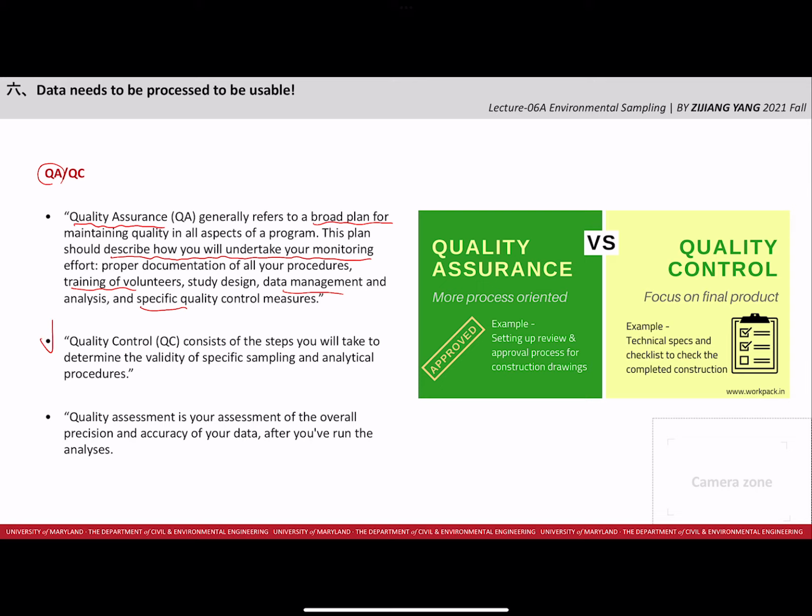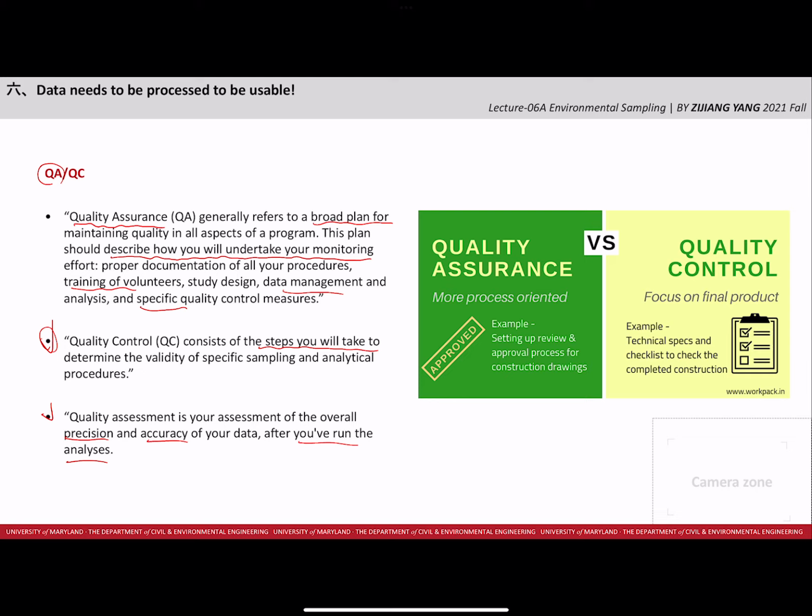And we also have quality control, QC. This consists of steps you will take to determine the validity of specific sampling and analytical procedures. So basically, during QC, we are going to evaluate some of the parameters, like the precision or the accuracy of our data or our method, to make sure they are reliable. And the quality assessment is your assessment of the overall precision and accuracy of the data after you have run the analysis.